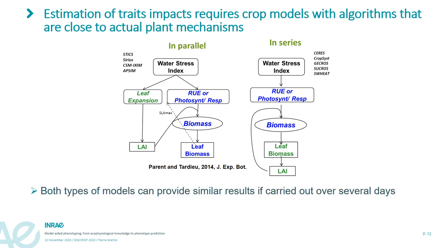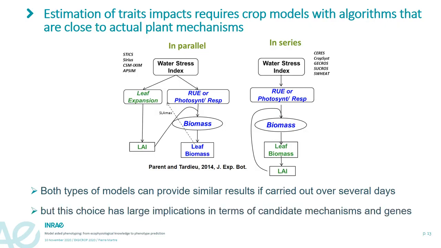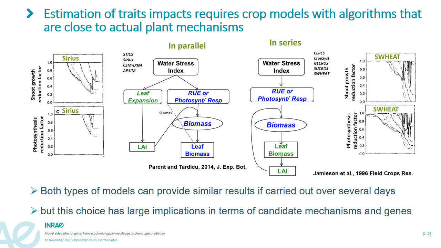These 2 types of models can provide similar results if carried out over several days. However, this choice has large implications in terms of candidate mechanisms and genes. And in relation with phenomics, this is well illustrated by model intercomparisons of these two types of models.